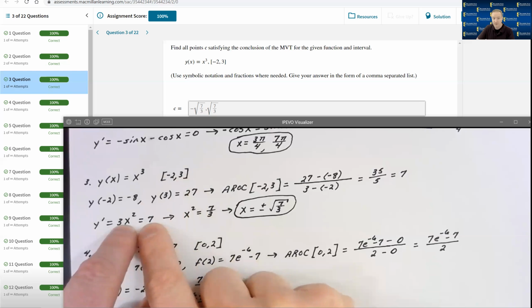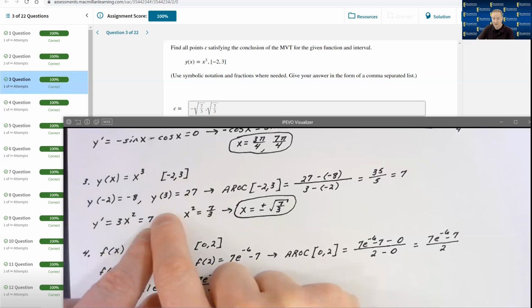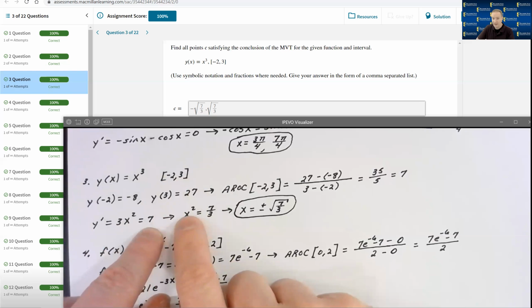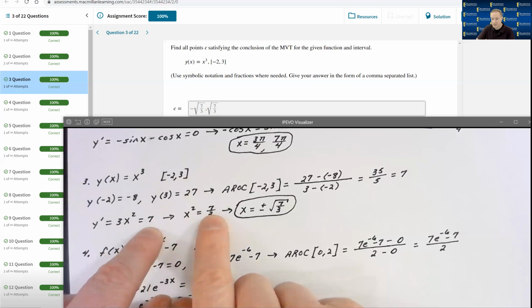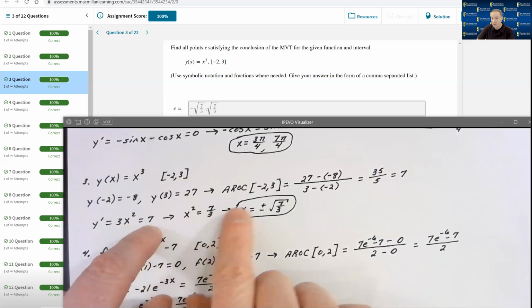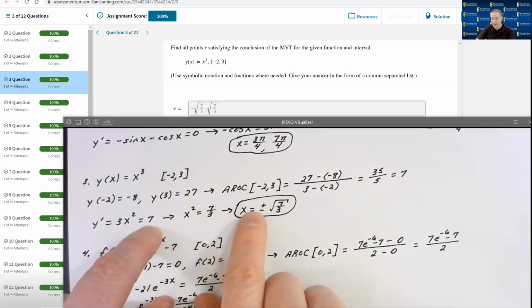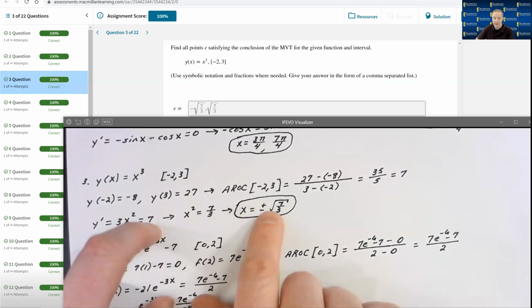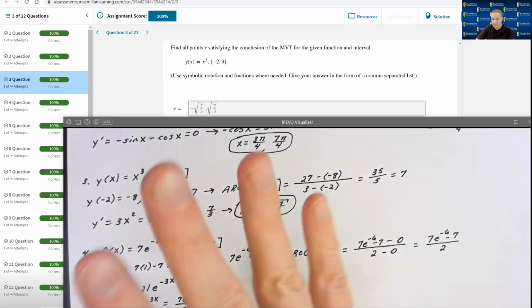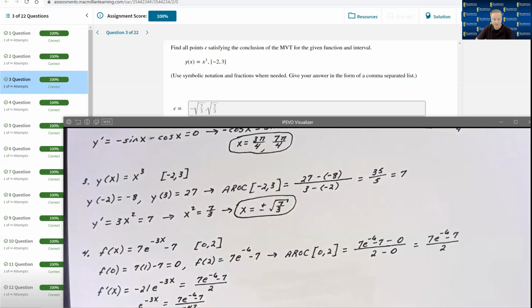Well, in order to solve for x, I would divide by 3 on both sides. And then you can say, well, now x squared is equal to 7/3. So that means x could equal both the positive and negative root of 7/3. And if you check the root of 7 over 3, that is even the negative one, it's well within our region, -2 to 3. So both the negative and the positive root need to be put in as solutions.